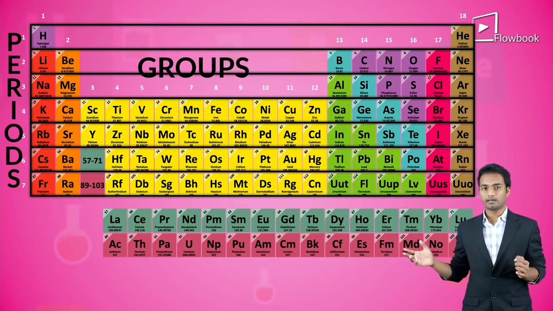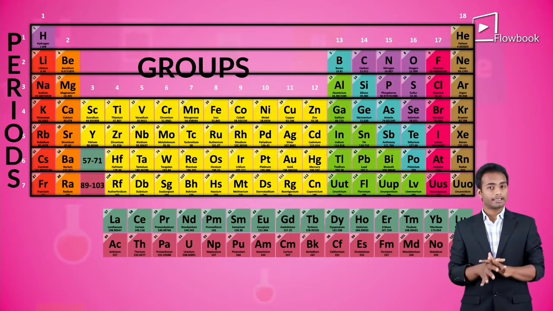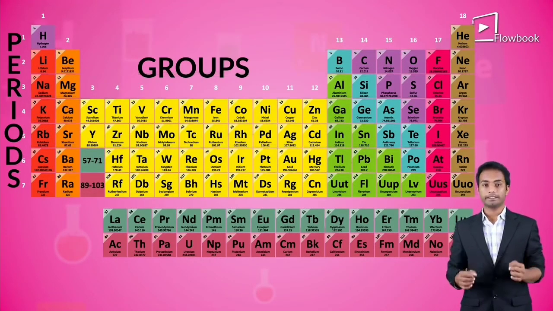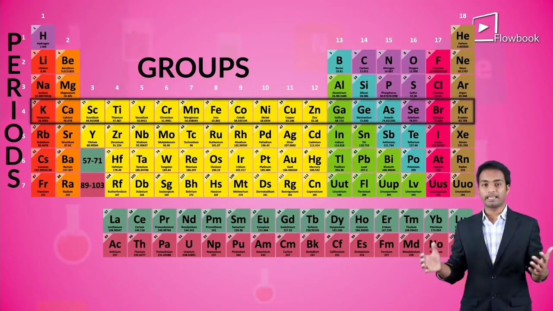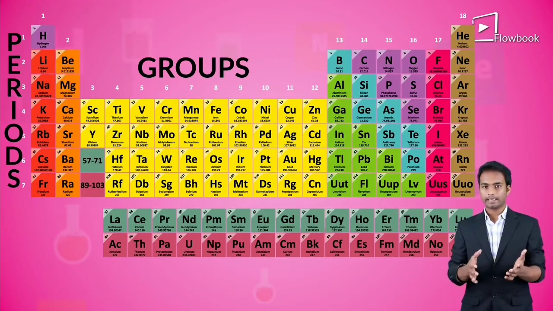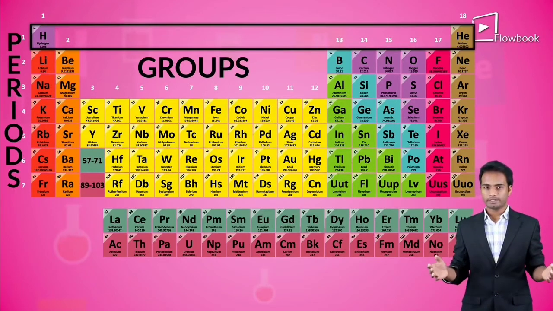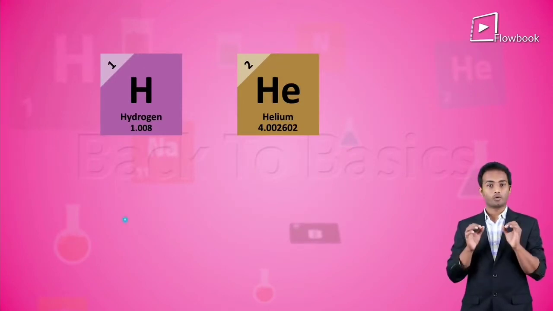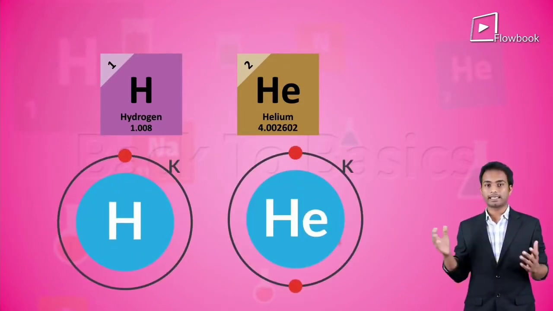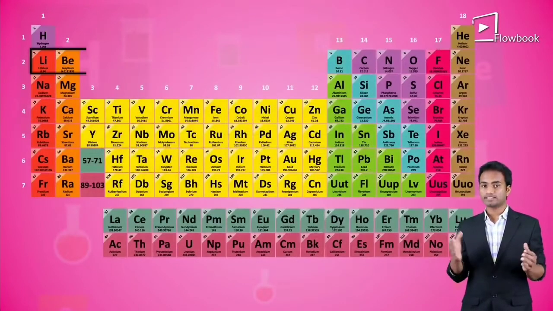As you can see here, each period is represented with a different color. Well, the thing is, all the elements in one particular period have the same number of orbitals or main shells. For example, take a look at the first period. The first period just has hydrogen and helium, and both of them have only one main shell, that is the K shell.